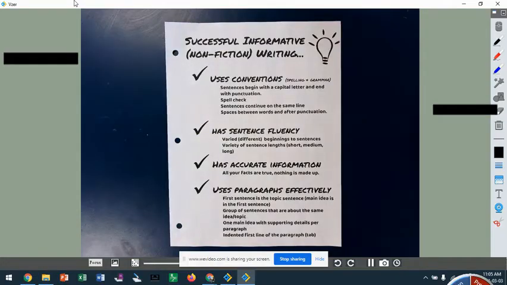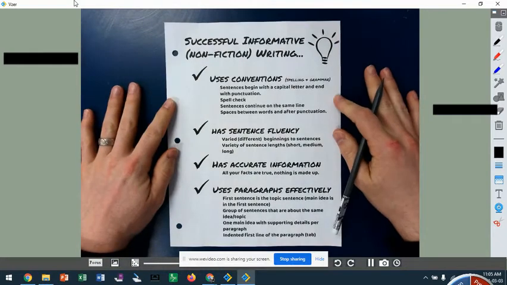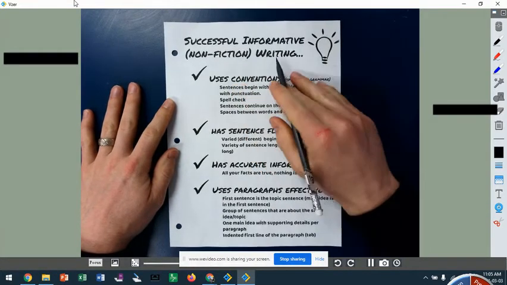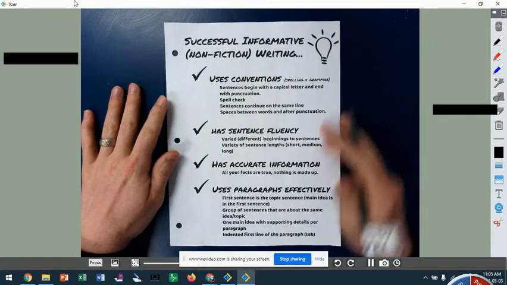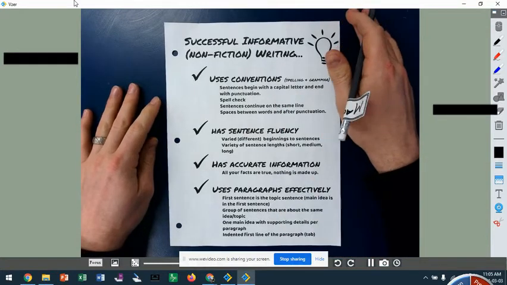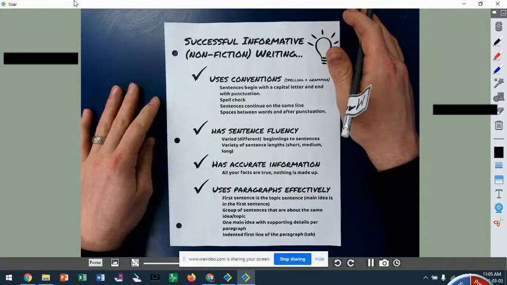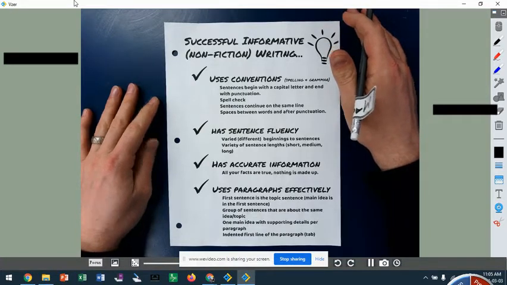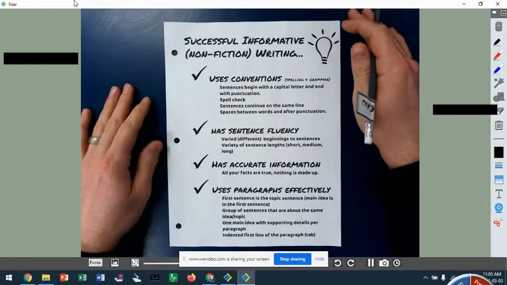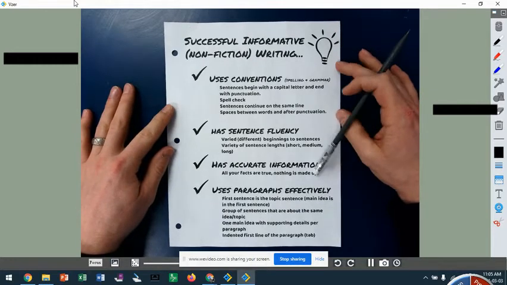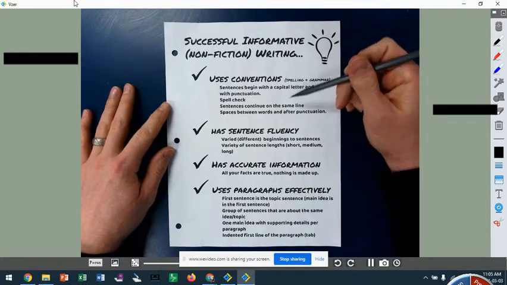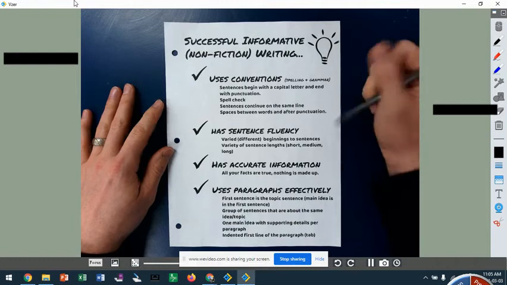Yesterday, we made this. This is our success criteria for informative or nonfiction writing, and it's a checklist. A checklist is a tool to be used, and like any other tool, it's only really as good as how you use it. So today, I'm going to show you how to use this checklist that we worked so hard to generate together to make sure that your writing meets as many of the criteria on the checklist as possible.